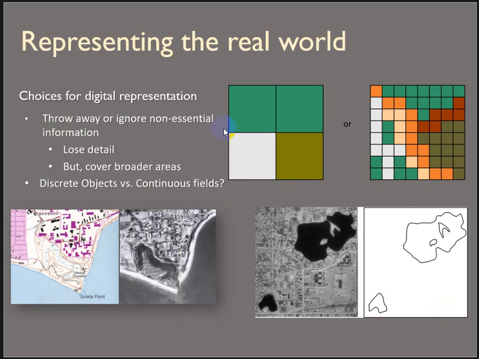So, we have to throw away or ignore some non-essential information. We're going to lose detail, but that allows us to cover broader areas and make larger extent data sets. And then we have to think about if we're going to map in a discrete manner, right, where we actually draw outlines of things or center lines of roads, or use continuous fields, something like an aerial photograph like this.